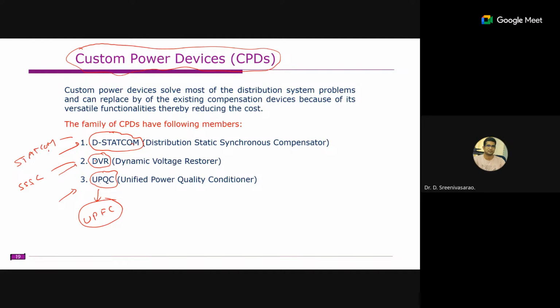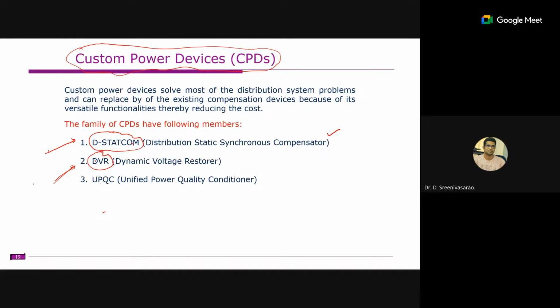Among all these devices, the DStatCom is the most popular. The good thing is that if you compensate the current related harmonics, we can automatically compensate the voltage related harmonics. Most voltage harmonics arise from current harmonics. Harmonic currents, through resistive or inductive losses, also lead to voltage harmonics. So if you tackle the current harmonics, we can mostly tackle the voltage harmonics as well.